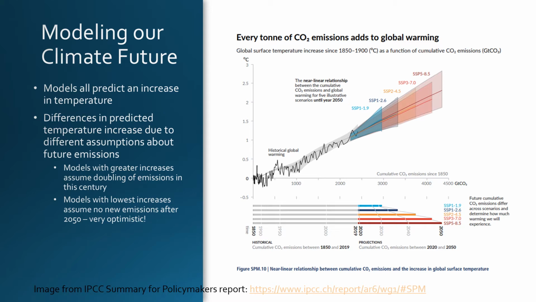And so that's what these lines and shaded areas are showing on the graph on the right side of this graph. So we're seeing 5 different climate models, and each one is showing a different level of warming and a different level of uncertainty, which is represented by the width of that band.